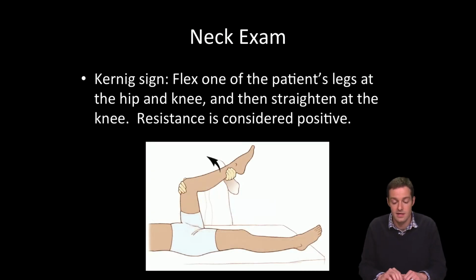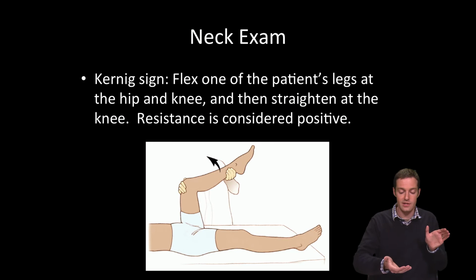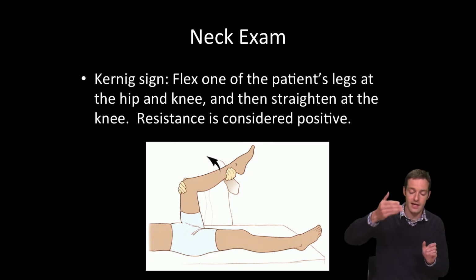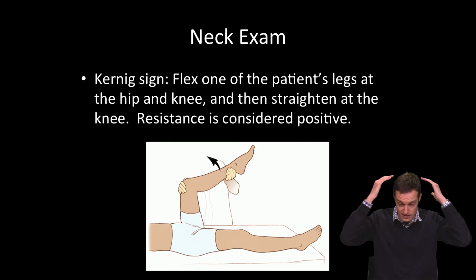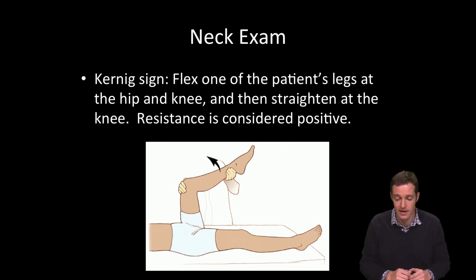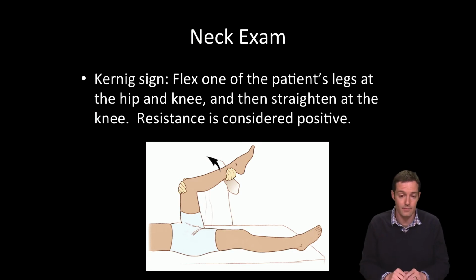The other sign that's important to note is the Kernig sign. Essentially, it's testing the same function. You have someone lay down, bend their knee, and you attempt to straighten their leg. Again, this puts tension on the meninges that connect the brain and spine, and the patient will have involuntary resistance to that motion, which again is what we call positive.